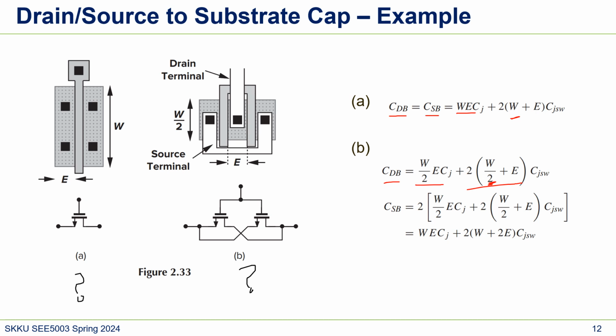But how about CSB? Are they the same? No, in CSB it's kind of opposite. In CSB, this junction capacitance is the same because their total areas are the same. But how about this sidewall capacitance? Now, B has larger sidewall capacitance. So it turns out B has larger CSB.